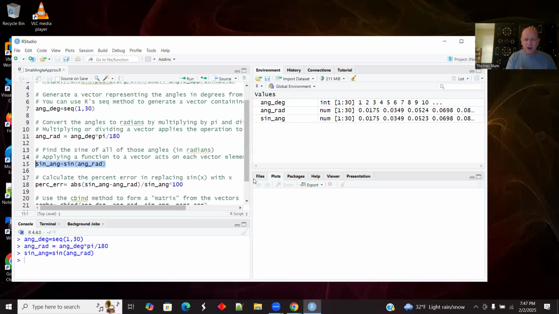What error would I be making by making that substitution? So I'm going to take the sine of the angle minus the angle in radians. That's the difference. I'm going to divide it by what I really wanted it to be, which was the sine of the angle. So this is a percent error. I'm going to take the absolute value, so I'm not going to worry. I'm just going to imagine all the errors take the absolute value, we'll get a positive. And then I'm going to just multiply it by 100 to sort of see it as a percentage.